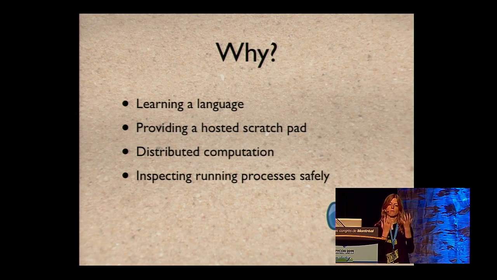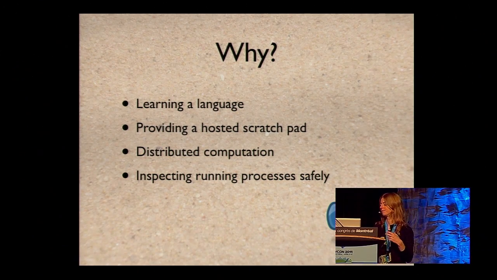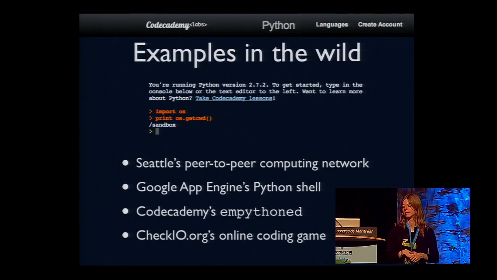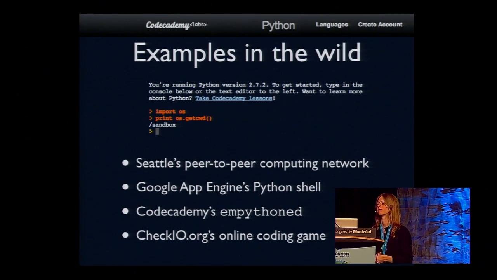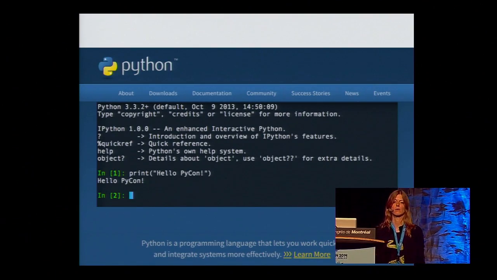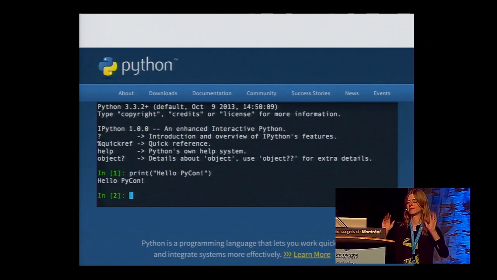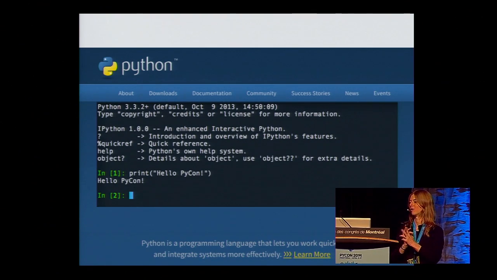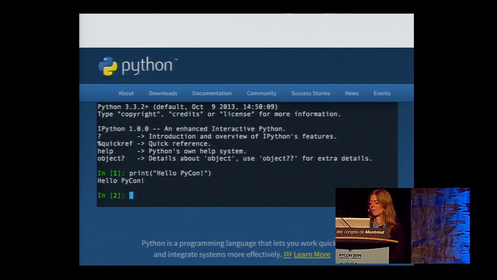So a sandbox is the ability to run untrusted Python code. And there are a lot of examples of this in the wild. Seattle is an academic peer-to-peer computing network. Google App Engine has a Python shell. If you've ever used Codecademy, they use this mpython service to run a Python sandbox. And Check.io, who I think is at the startup row here, is an online coding game that executes arbitrary Python code. And if you have visited the python.org website post-redesign, front and center on the front page is a Python REPL. And so this is running arbitrary code in a sandbox.